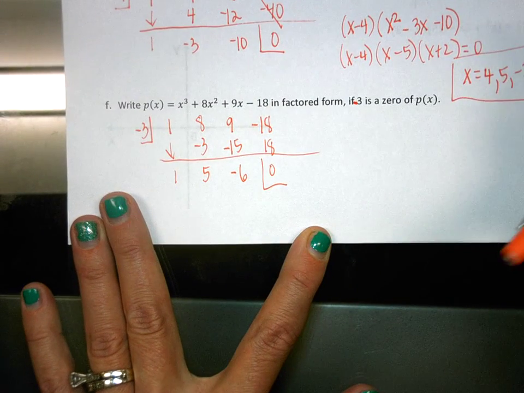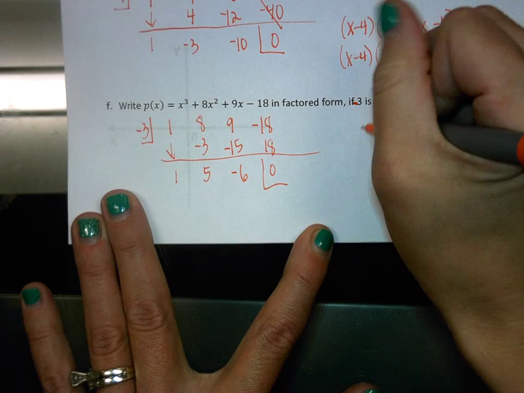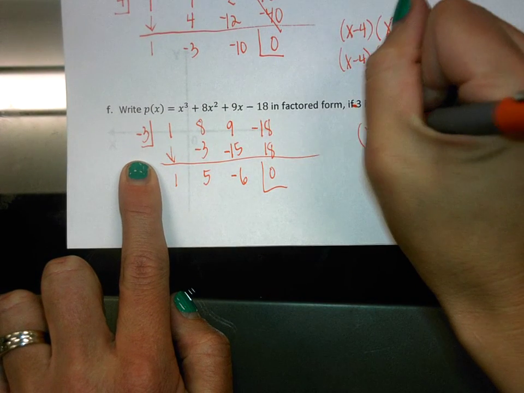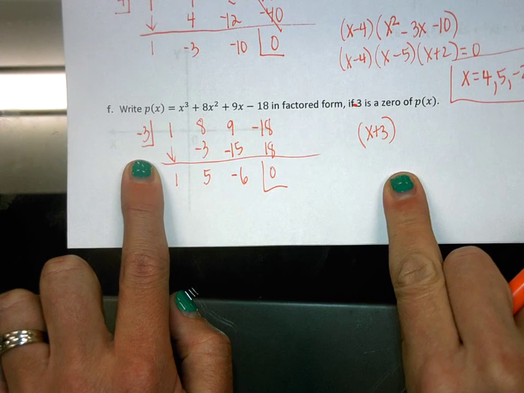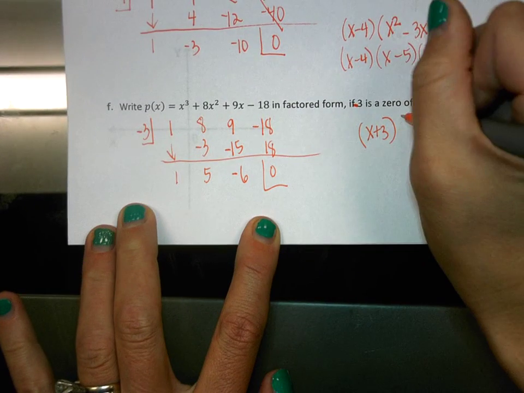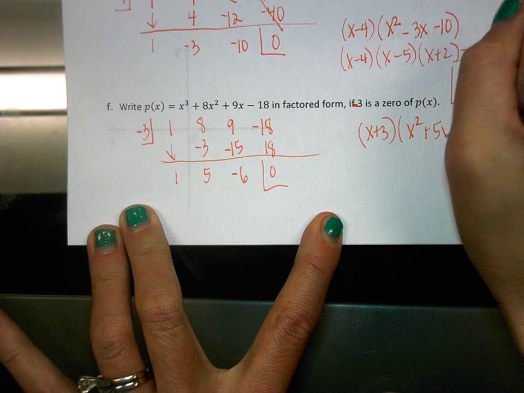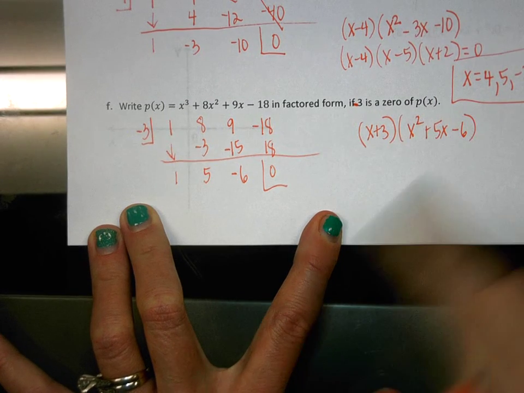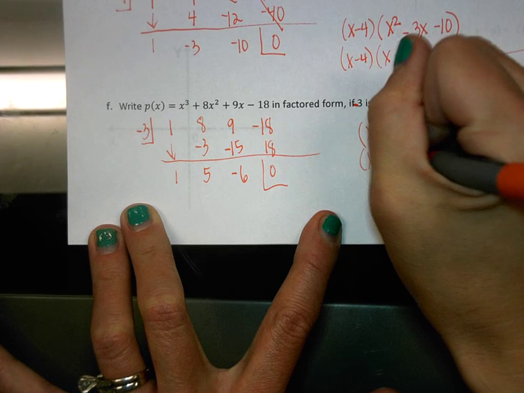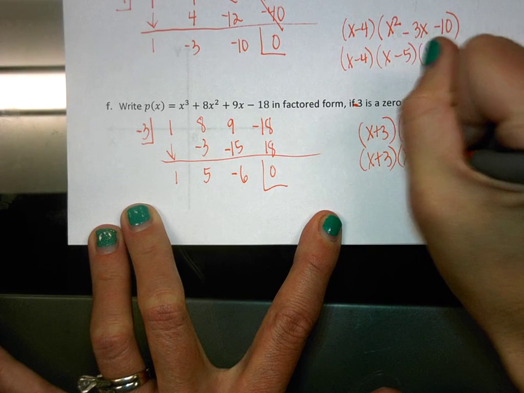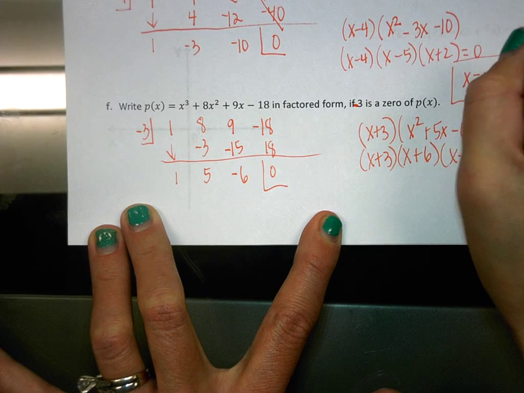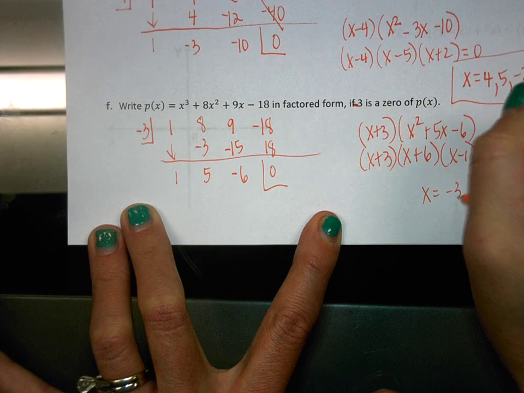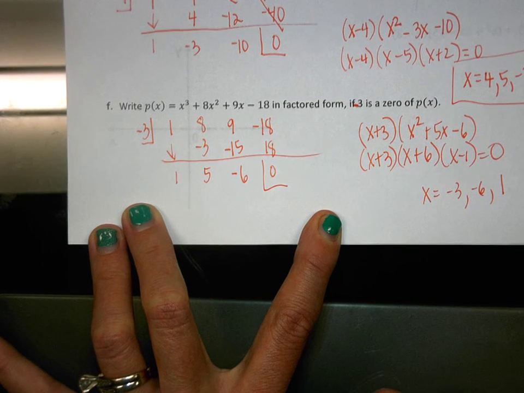Now, when you're writing this in factored form, how am I going to write the parenthesis with x minus 3? X plus 3, good. Because it has to end up equaling negative 3, okay? And then I have x squared plus 5x minus 6. Okay, now can this be factored further? Yes. And what does that factor to be? X plus 6, x minus 1. Good, x plus 6 and x minus 1. And then when we set all those equal to 0, my zeros end up being negative 3, negative 6, positive 1. Good, negative 3, negative 6, and positive 1 are correct.